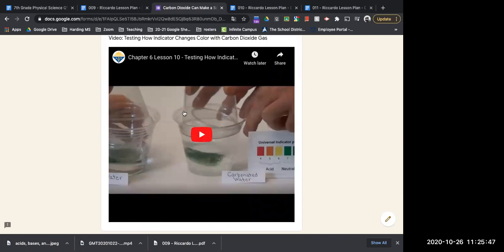All right, testing how an indicator changes color with carbon dioxide gas. All right, so let's take a look.